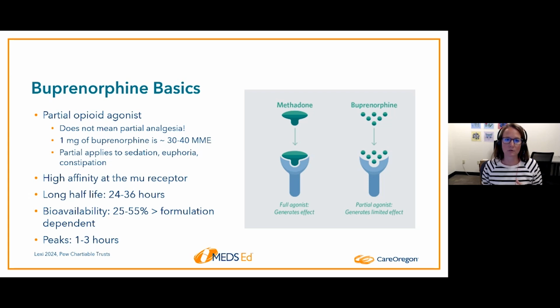And the bioavailability is really formulation dependent. And this is important when we're talking about transitioning from certain formulations. So there's sublingual tablets, there's buccal films, there's patches that are out there, and they all have different bioavailabilities. And so 1 milligram of the sublingual tablet does not equal 1 milligram of the buccal film. So just really paying attention to the bioavailability of each specific product. And then the peak is in 1 to 3 hours.